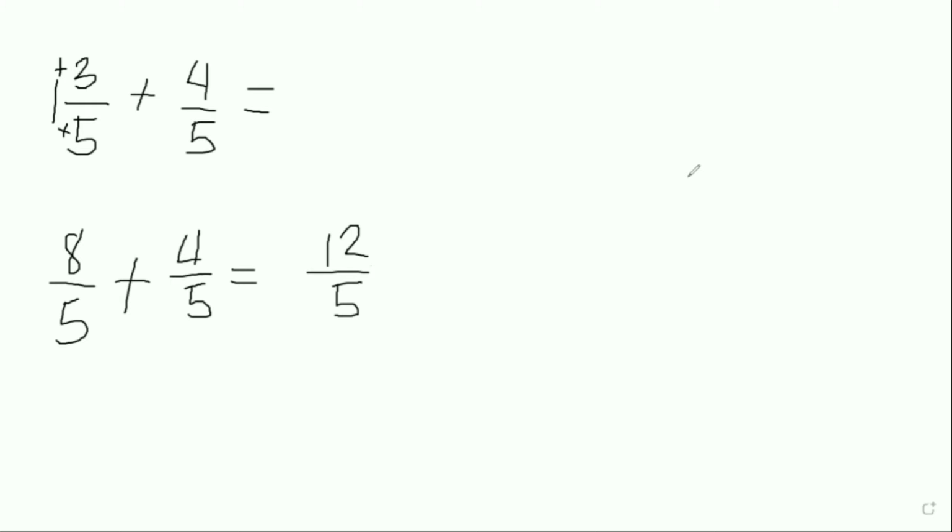Ipapakita ko sa inyo dito, pero kung gusto niyo na mas maraming example, panoorin niyo na yung math tutorial ko about that. So, i-divide natin yung numerator sa denominator. So, that's 12 divided by 5. So, 12 divided by 5 is 2. 2 times 5 is 10. 12 minus 10 equals 2.